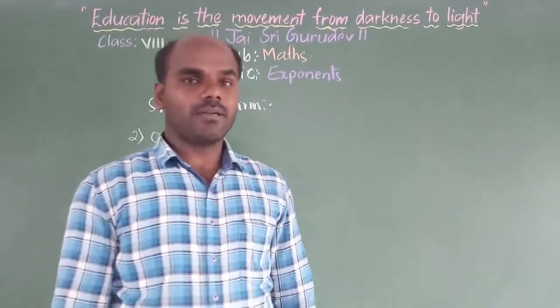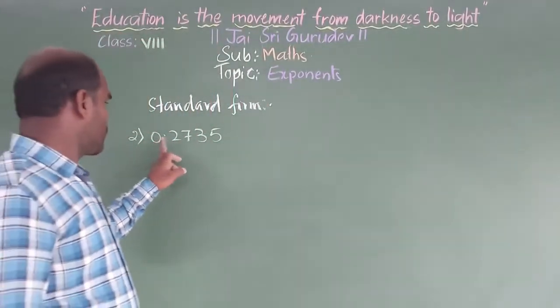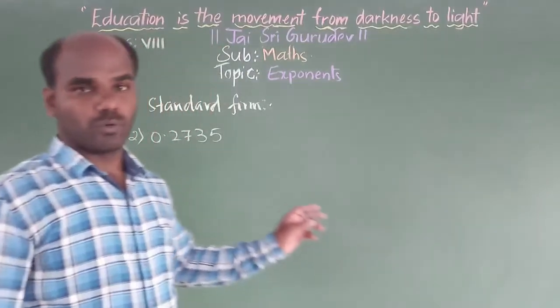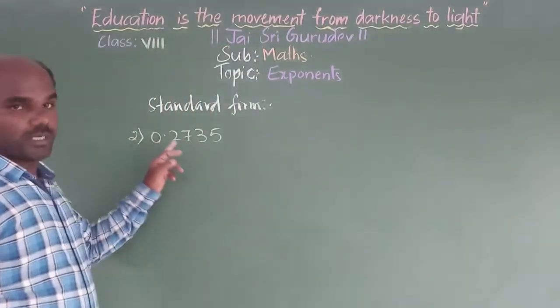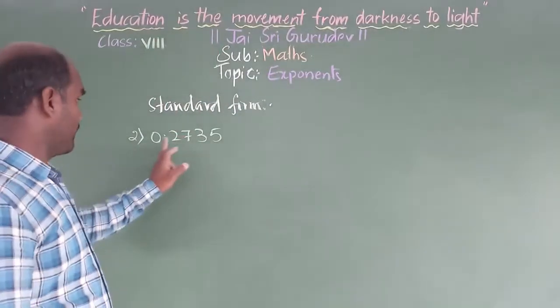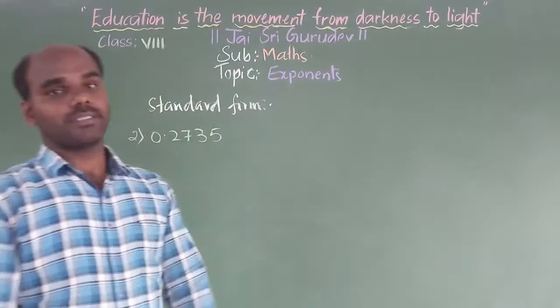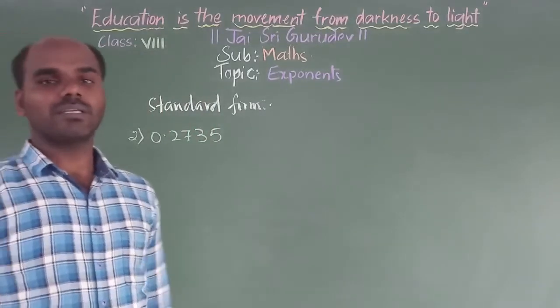Yes, dear children, we are taking one more example. Okay, so the number is 0.2735. This is one example that we have to write in standard form.